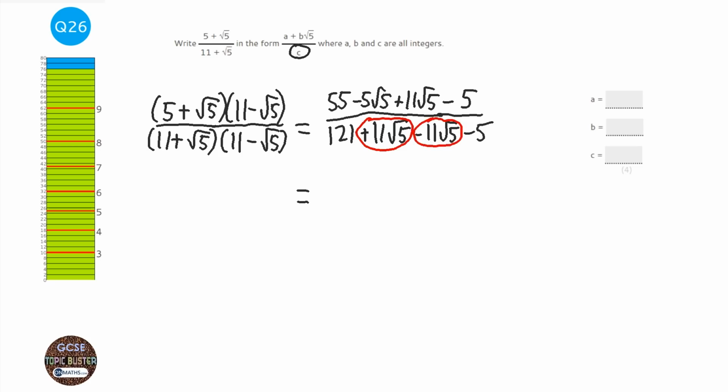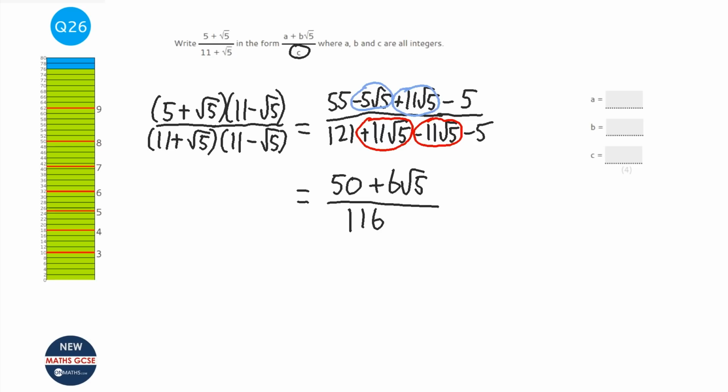So let's simplify the top. 55 take away 5 is 50. And minus 5 root 5 plus 11 root 5 is going to be, well, if you think about it, you've got 11 of something and you're taking away 5 of it. Well, you're left with 6 of it. So it's plus 6 root 5. Now let's go through the bottom. The two middle ones have cancelled each other out, so it's 121 take away 5, which is going to be 116.